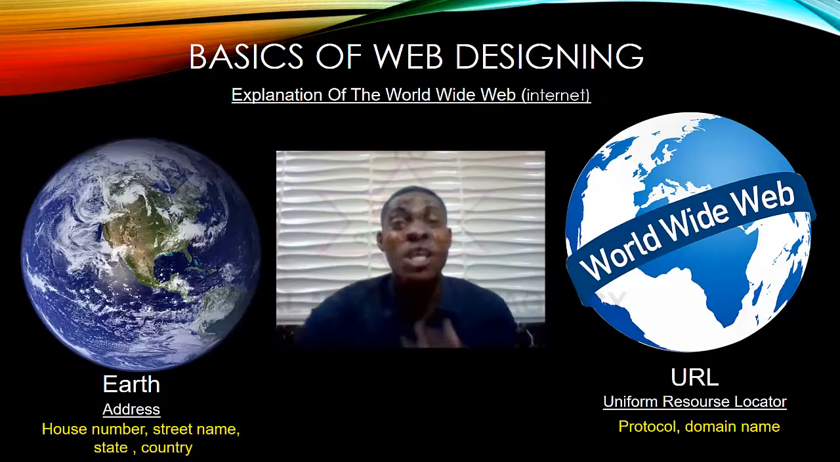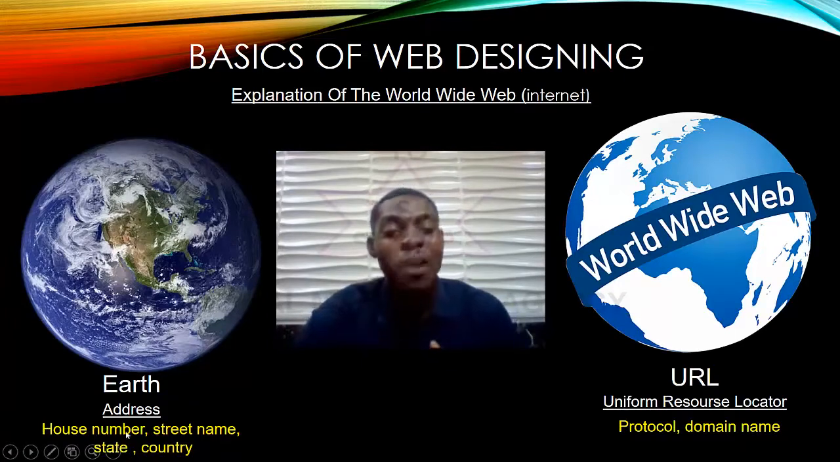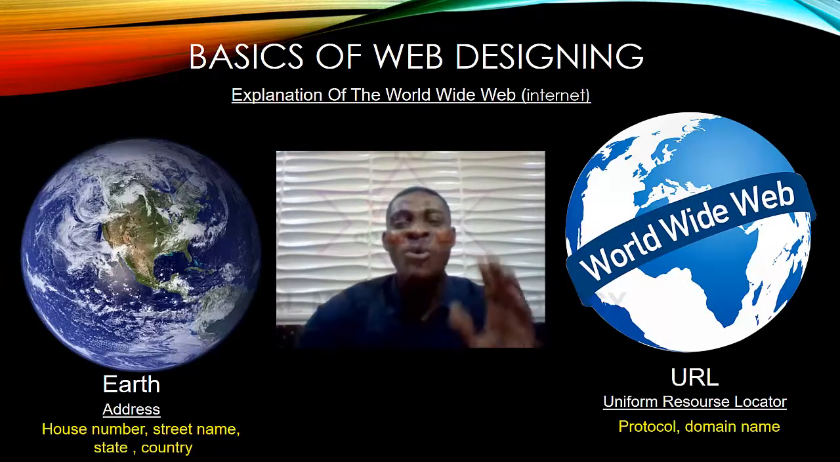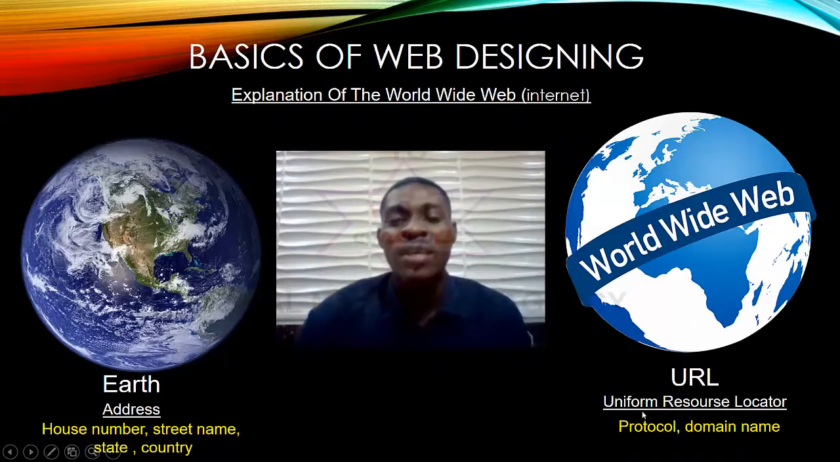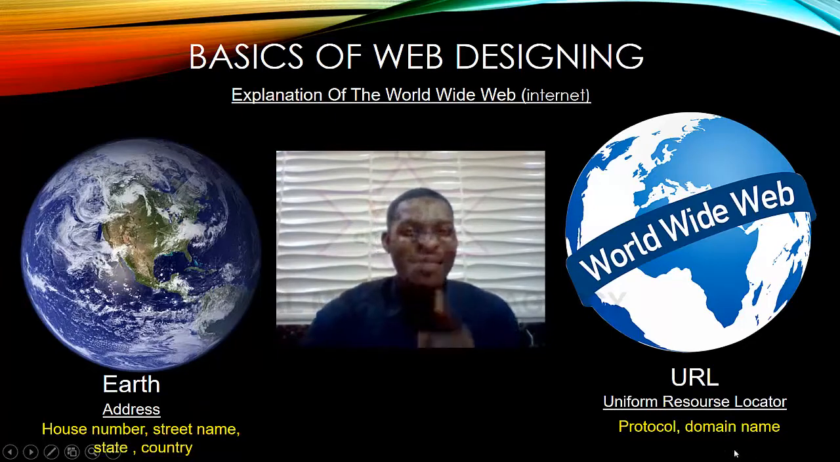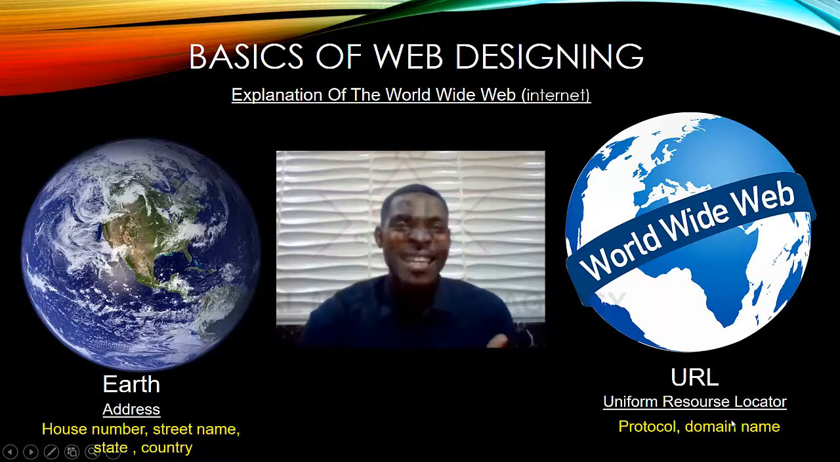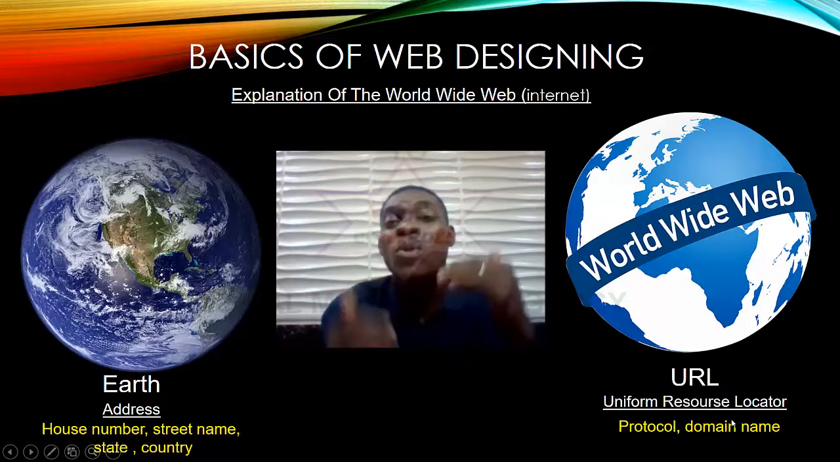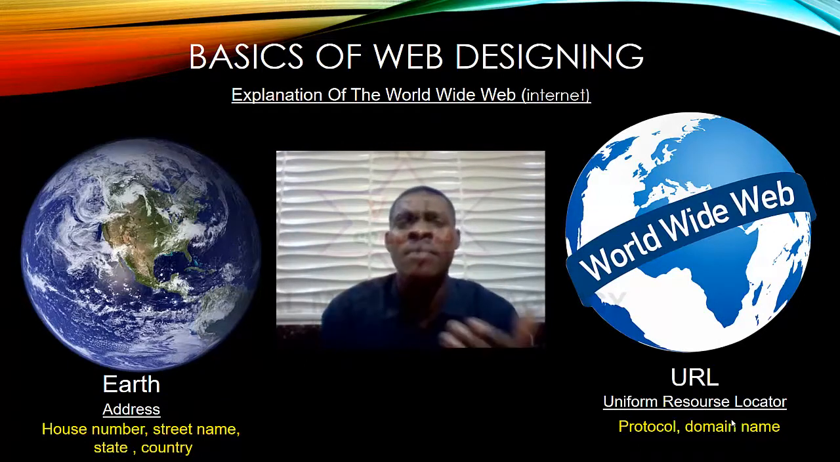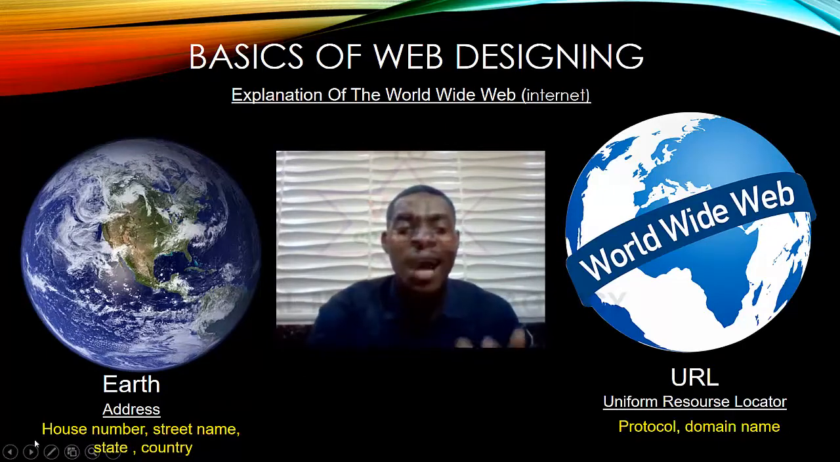Now, the next information that you give to someone that wants to come to your house is your house number, your street name, the state you are in, the country you are in. Those are the information you give to the person. In the case of the World Wide Web, the information you give to the person is what? The protocol and domain name. Now, this domain name is sounding familiar to you. We mentioned it some while ago. We are now going to go into details explaining what a domain name is. Remember, without house number, street name, state and country, someone who is coming to visit you in the Earth cannot get your house address. I hope that is taken.